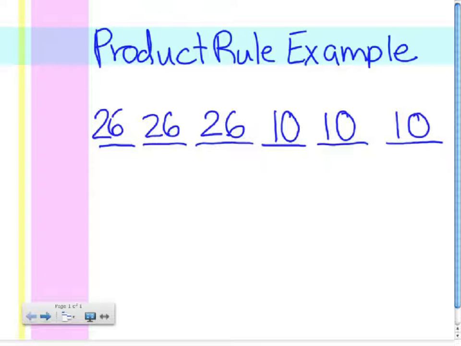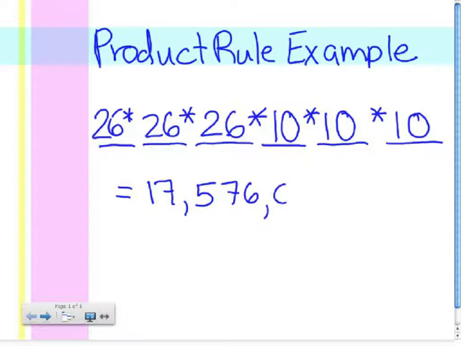So, keeping in mind the product rule, we realize that we actually have to multiply these values together, because every time you change even one of those values, that's a different combination, meaning that we have to account for each individual change. So by multiplying these together, you can get 17,576,000 choices for license plates. And as you can see, although we're using more complicated examples here, it really isn't that hard. It's pretty straightforward.